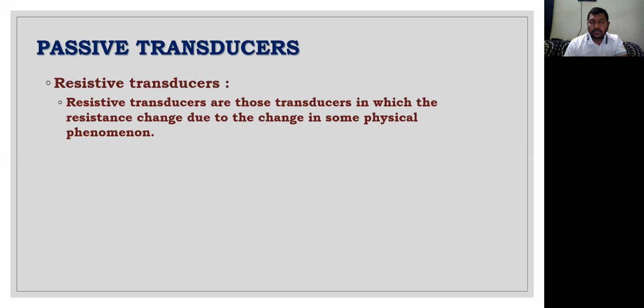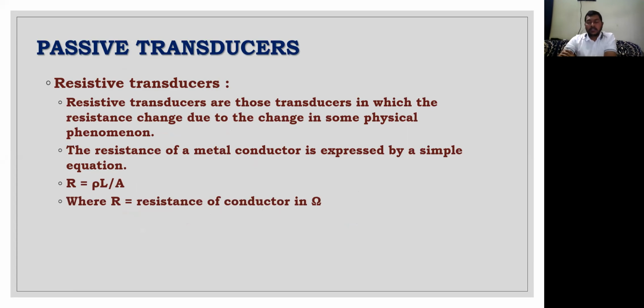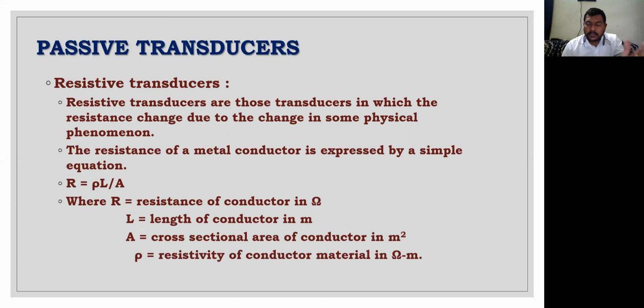These are passive transducers. In passive transducers, we have resistive transducers, resistance. I told you about capacitance. Similarly, we have resistance. Resistance R is equal to rho L by A, where R is the resistance and rho is the specific resistivity of a conductor, right?